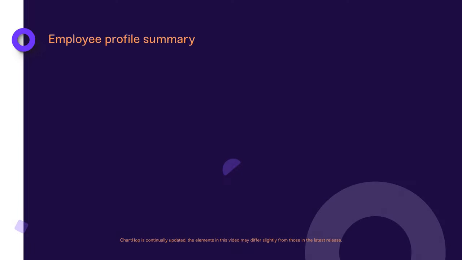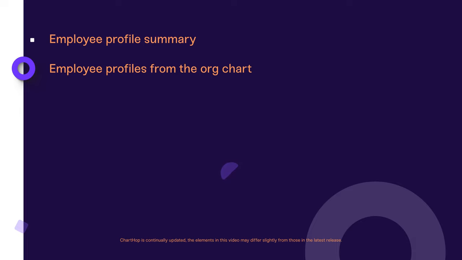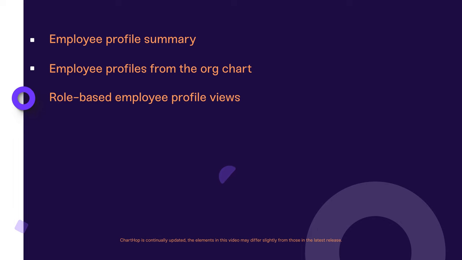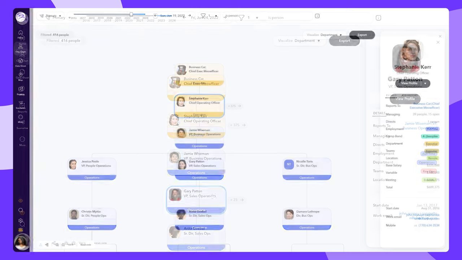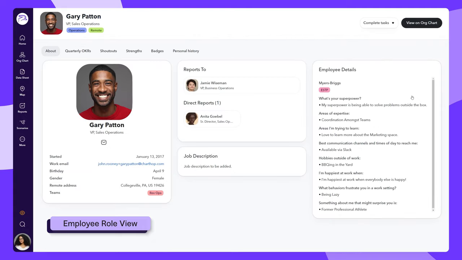We'll look at a summarized view of an employee profile. We'll dive into how to view employee profiles from the org chart page, see how your ChartHop role determines what you see in an employee's profile, and lastly, we'll give a quick introduction of the employee profile page. This video shows you how ChartHop controls what information is shown to an employee according to the role they're assigned. We'll show you these differences later in the video.